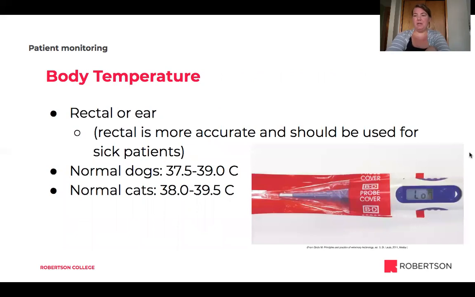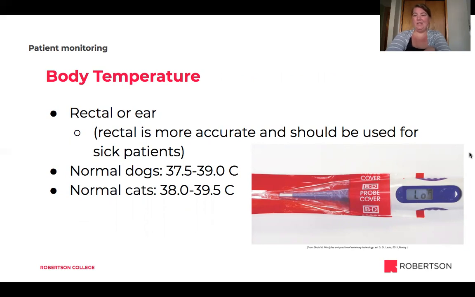So first up is body temperature. We have two options for taking a body temperature in a cat and dog. We can do an ear temperature with the little ear monitors. Those are fairly non-invasive. As long as the patient is okay with having their ears handled, it's usually pretty easy to take their temperature with the ear.